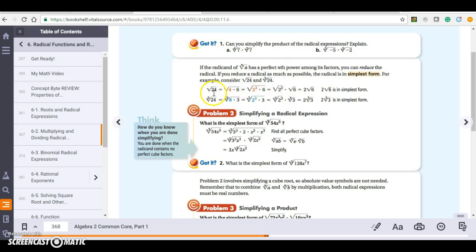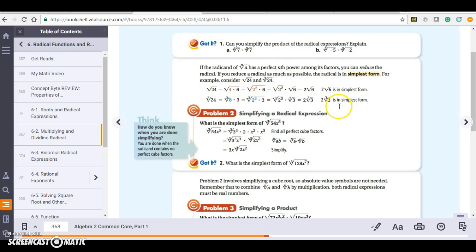If I break down the square root of 24, I have the square root of 4 times 6, and I can take the square root of 4. The square root of 4 is 2. So therefore I can pull this 2 out and I'm left with 2, and the 6 is left under. For the cube root of 24, I can break it down as 8 times 3, but I chose 8 times 3 because I know that I can take the cube root of 8. And the cube root of 8 is 2, so I can pull out that 2, and what's left under is the 3, so I get 2 cube root of 3.